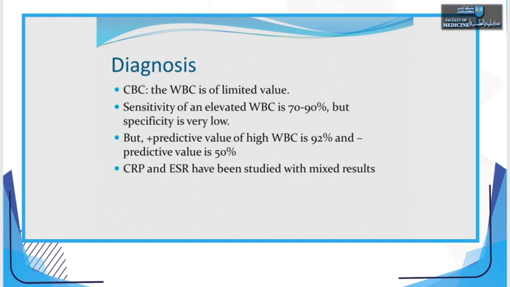CBC, the WBCs, is of limited value. However, you usually find leukocytosis and a shift to the left. The sensitivity of an elevated WBC count is 70 to 90%, but the specificity is very low. CRP and ESR have been studied with mixed results, so you don't have to depend on them.